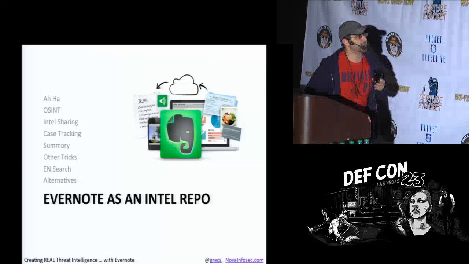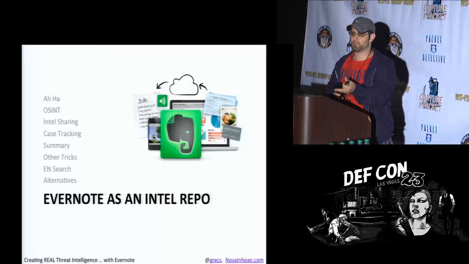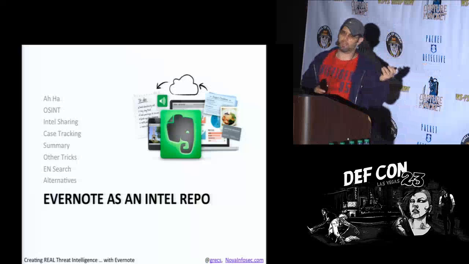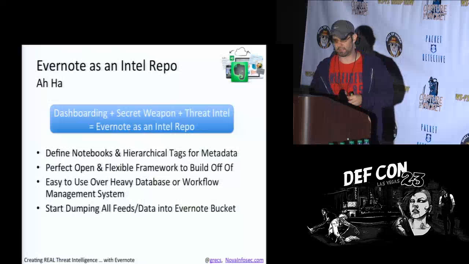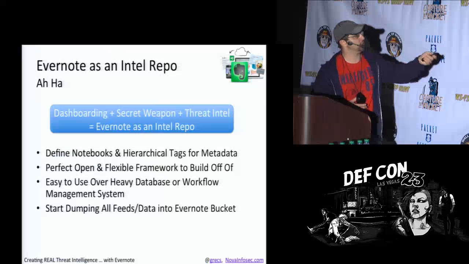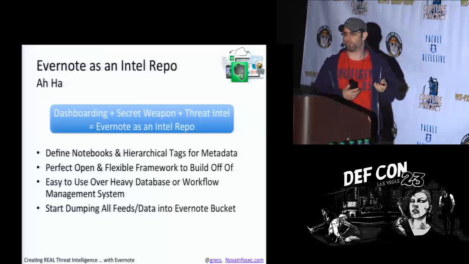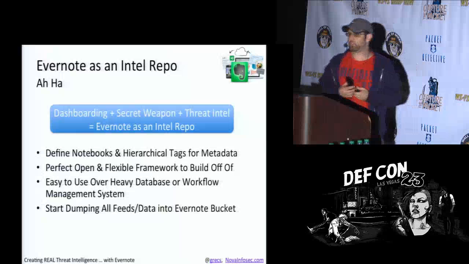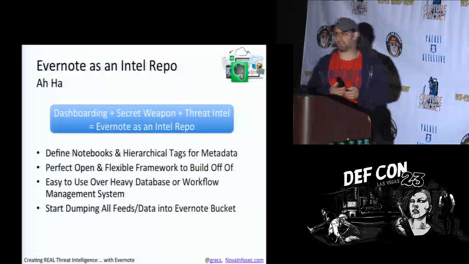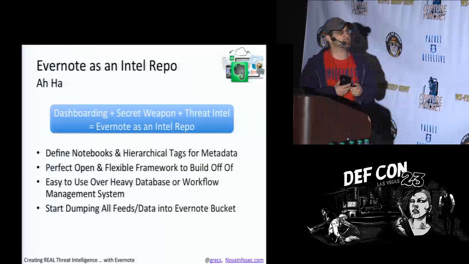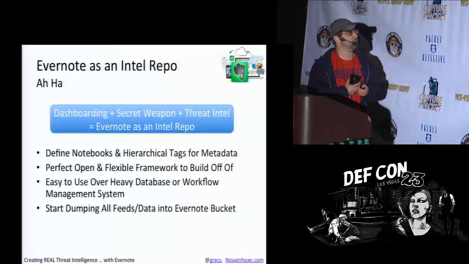So that's where I came up with what I was looking for: trying to use Evernote. This is really focused on OSINT currently, but there's a lot of other things you could easily do with this. So this is where it all pulls together. You basically had the dashboarding that I talked about first, some of the lessons learned there, the secret weapon, right? So really taking Evernote to the next level. And then lastly, threat intel and all the awesome resources that are out there, so that you're using Evernote as this intel repo.